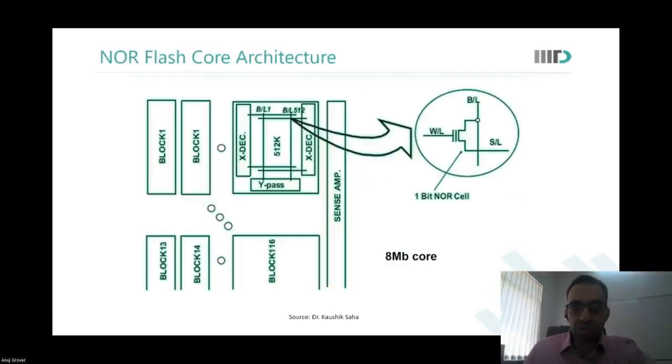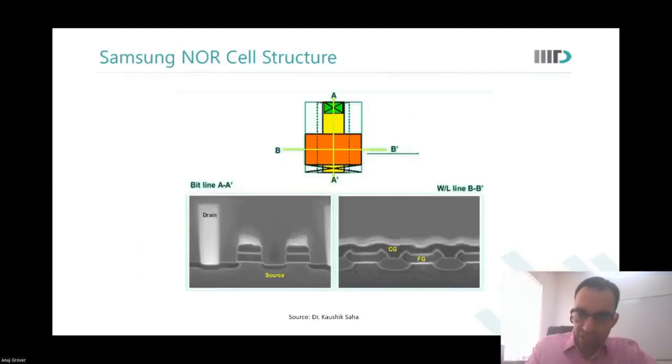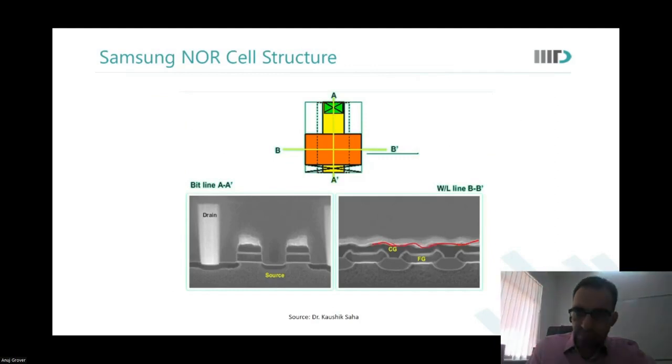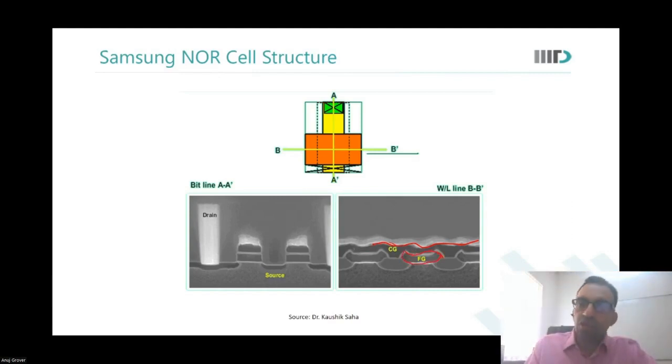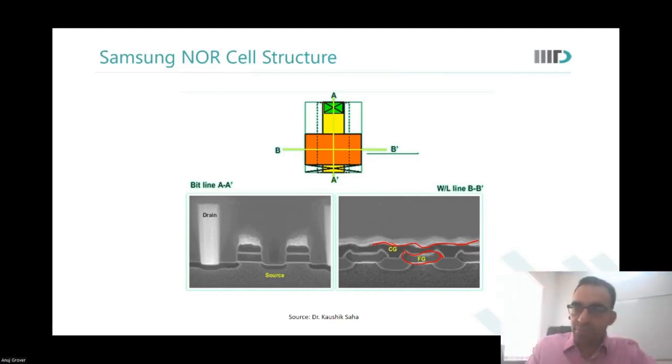This is how the cell would look like. You see the control gate. This is the control gate over there, and these are the floating gates. The control gate is one continuous line. Why is that the case? Because it is the common word line.